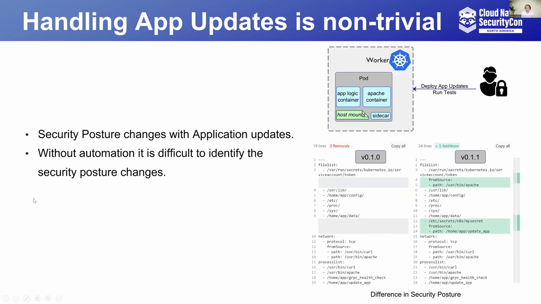It is possible that the user of the security context identifies the security posture manually once, but the security posture needs to be updated with the application updates. The application updates are more frequent in cloud deployments, and thus the security context becomes invalidated soon. Without automation, it is difficult to identify the security posture changes.